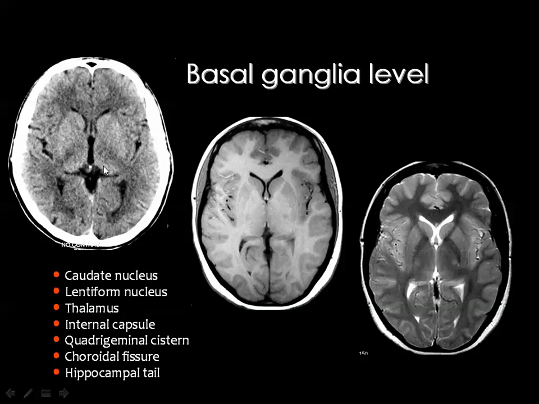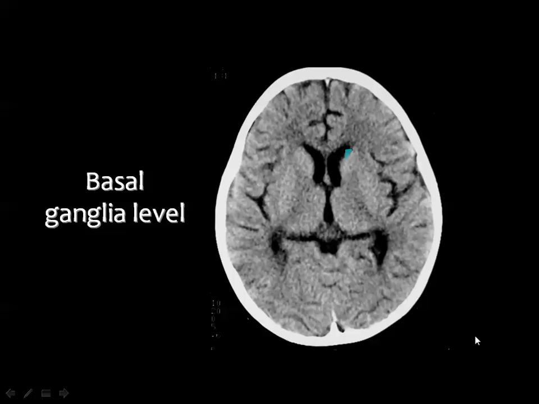Then, if you look here, this is a very important structure, which is the internal capsule passing between the caudate, the lentiform, and the thalamus. And this is also the internal capsule. This is the head of the caudate, this is the lentiform, and this is the thalamus. Then once more, this is the level of the basal ganglia. This area belongs to the head of the caudate nucleus, and this area belongs to the lentiform nucleus, and this area belongs to the left thalamus, and the structure in between is the internal capsule.